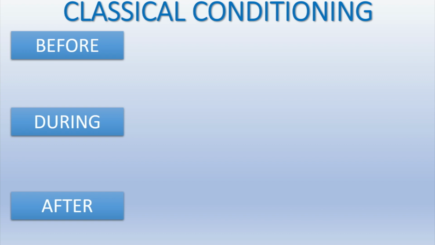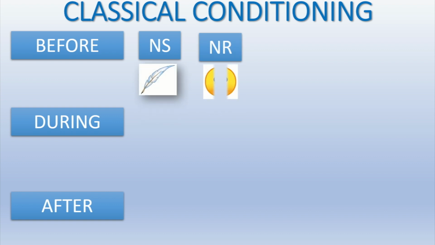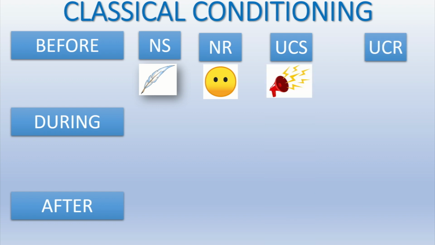So before conditioning, you've got the neutral stimulus, which is the feather, and that produces no response. So as I said before, if I present you with a feather, it's not going to produce any response at all. The unconditioned stimulus, because it hasn't been learnt yet, is now the loud noise, and that produces an unconditioned response of fear or showing a startle response. So if someone jumps out at you, you jump.